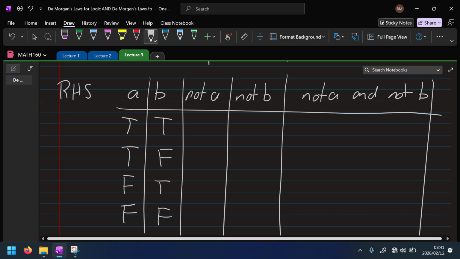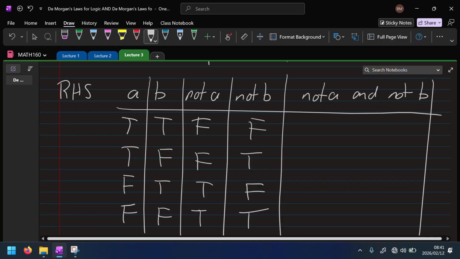Not A, not B, that's just going to be the opposite. We can fill that in quick. So true becomes false, true becomes false, false becomes true, false becomes true. Then not B, very similar. True becomes false, false becomes true, true becomes false, false becomes true.